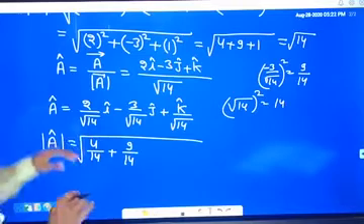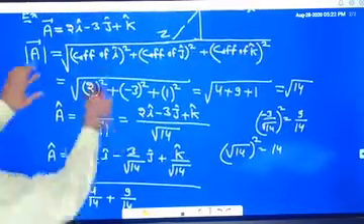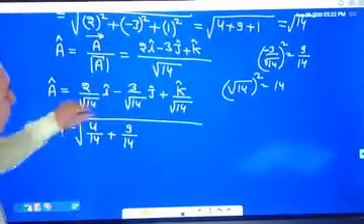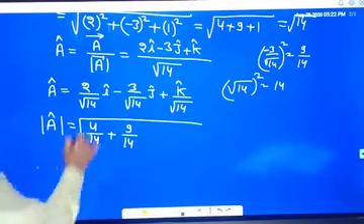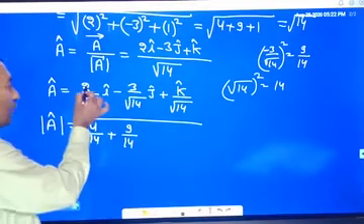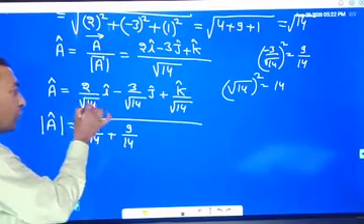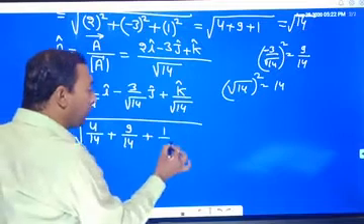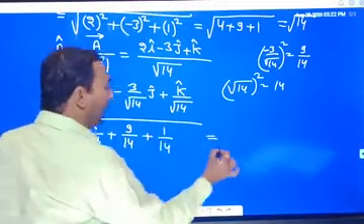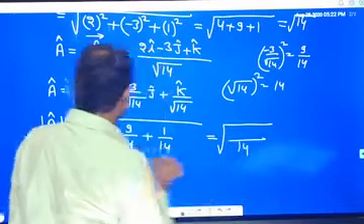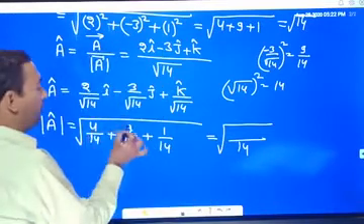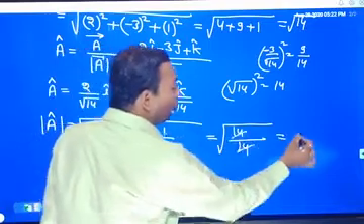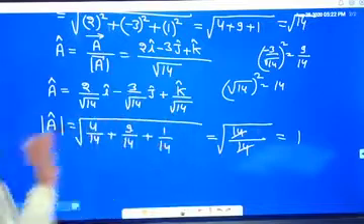So here we don't write this formula again and again. We have to learn this formula and use it directly. The coefficient of i cap is 2 upon root 14, then the square of 2 is 4 and the square of root 14 is 14. Like that, 9 upon 14 plus 1 upon 14. Now we take the LCM, that is 14, and 9 plus 4 is 13, plus 1 is 14. Then the square root of 1 is 1.